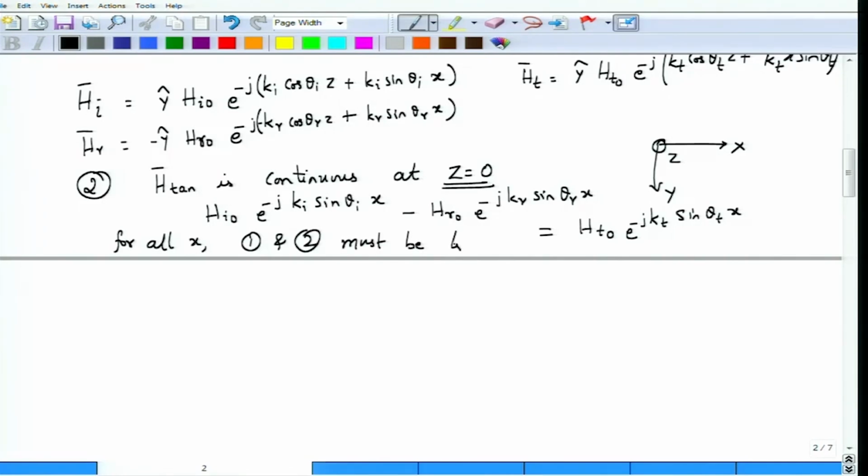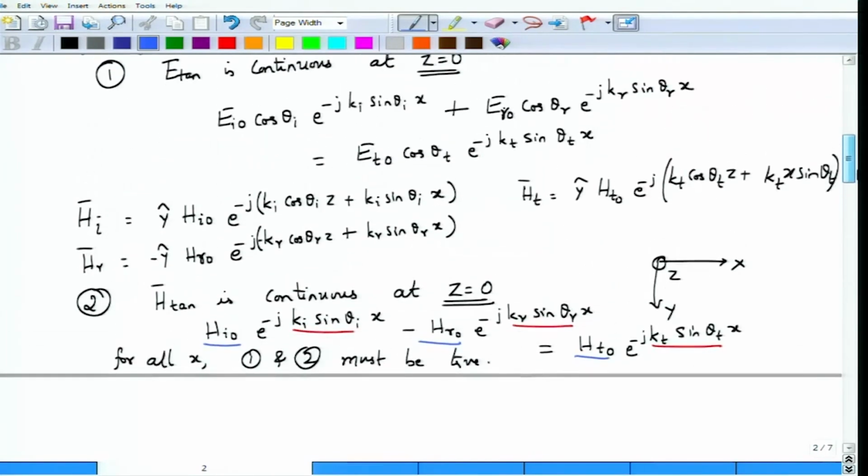Now you can convince yourself that the only way this statement can be true, that is, for all interface points the boundary conditions have to be true, is when the corresponding phase terms are all equal. So ki sin theta i is equal to kr sin theta r, which is equal to kt sin theta t. That is the first condition that needs to be satisfied, and the second condition is that Hi0 minus Hr0 must be equal to Ht0.